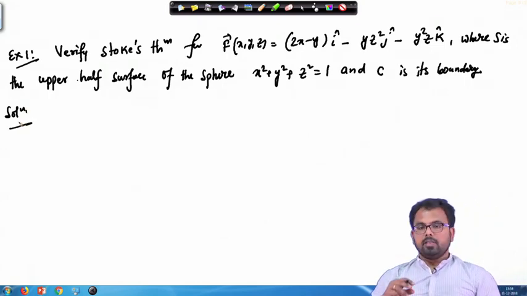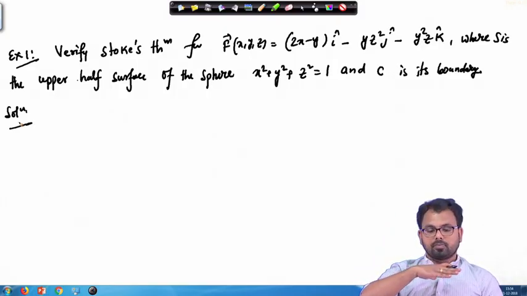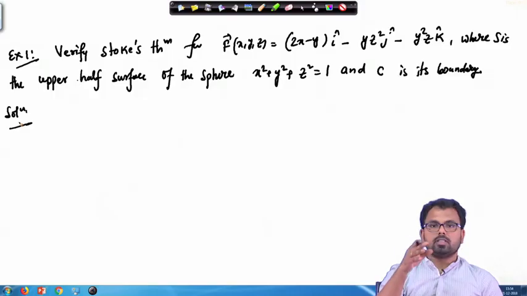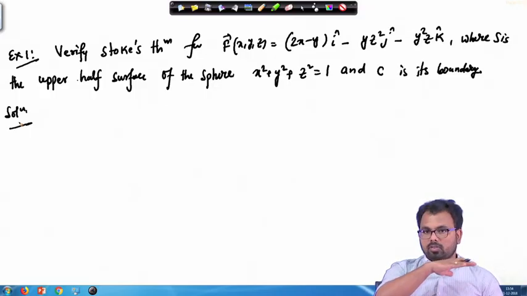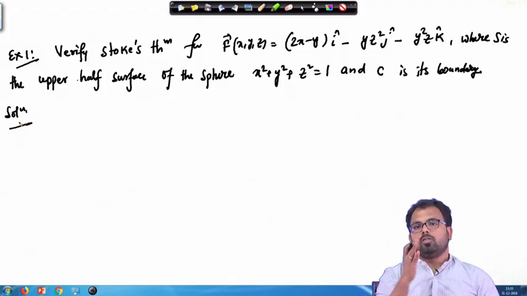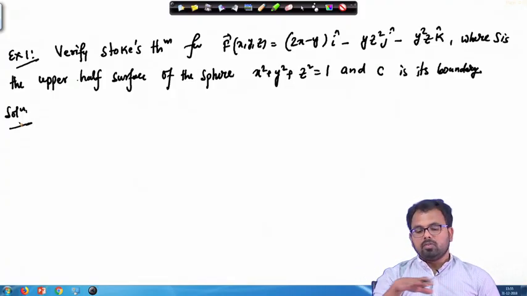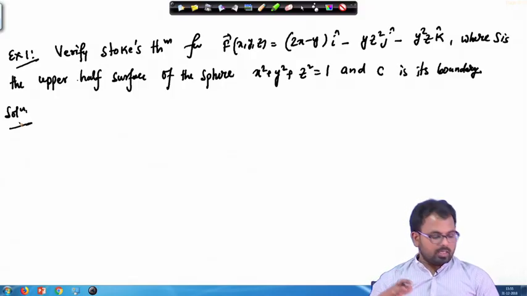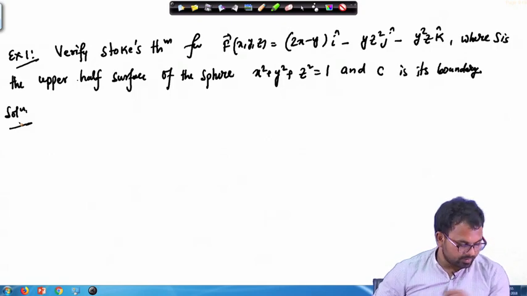So, what we have is a sphere, and we have to verify Stokes theorem on the upper half of that sphere. If you consider the x axis, y axis and z axis, then we can consider the upper half as from z equals 0 till z equals 1. That could be one upper half, or x equals 0 till x equals 1 can be another upper half. Any one of the upper halves will do.